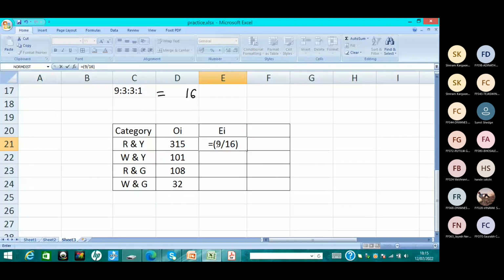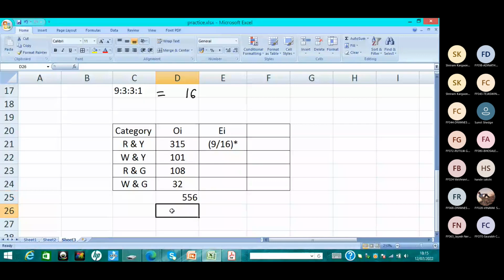Just a minute. We need to find the total of this. What is the total value here? How many seeds are there? There are 556 seeds. So this is the total frequency. So 9/16 part of 556 should be E1.